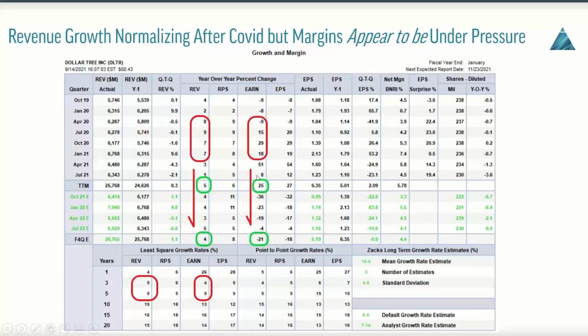Again, we're going to get 2 quarters of post-COVID in with 2 quarters of COVID. But you can see what happens here. We've got large growth numbers normalizing out, and we go all the way from a positive 25 to a negative 21, and that's nowhere near our long-term least squares trend rate for earnings of 4 and 9% over 3 and 5 years. So I have up here a note, margins appear to be under pressure. We really can't draw too many conclusions from this other than this is something we need to follow up on.